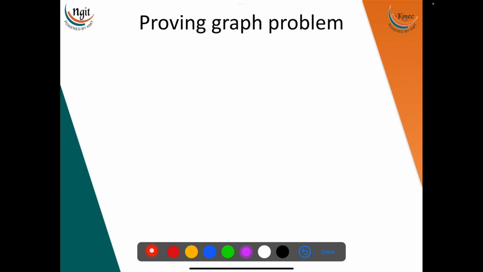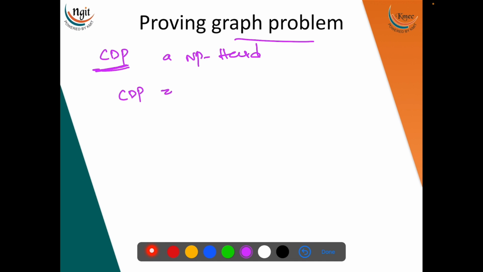CDP, the clique decision problem, is a graph problem and we have to prove that it is an NP-hard problem. If the decision problem is NP-hard, then the optimization problem is also NP-hard. Both are NP-hard. Now we are going to prove CDP is NP-hard. Now how can I prove that?